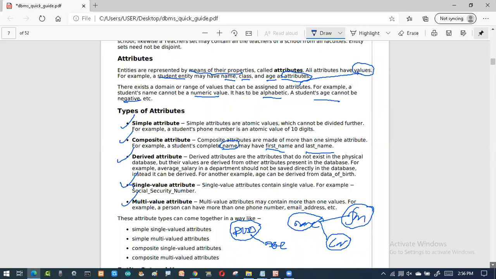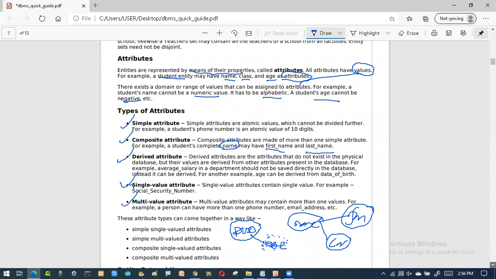It will be represented in this fashion, so I will write it like this. If you find this kind of diagram anywhere, where in our entity we have some attributes and one among them has a dotted border like this, that means this attribute depends on some other attribute. By definition, a derived attribute does not exist in the physical database, but its values are derived from other attributes present in the database.